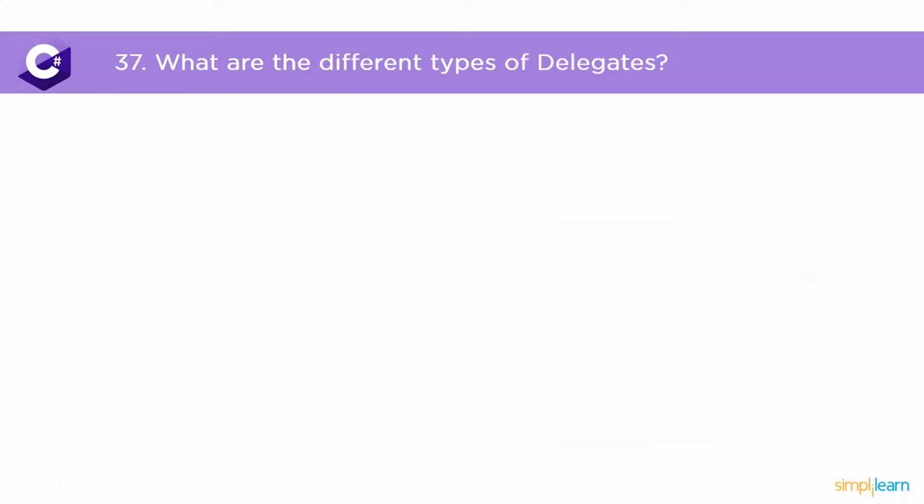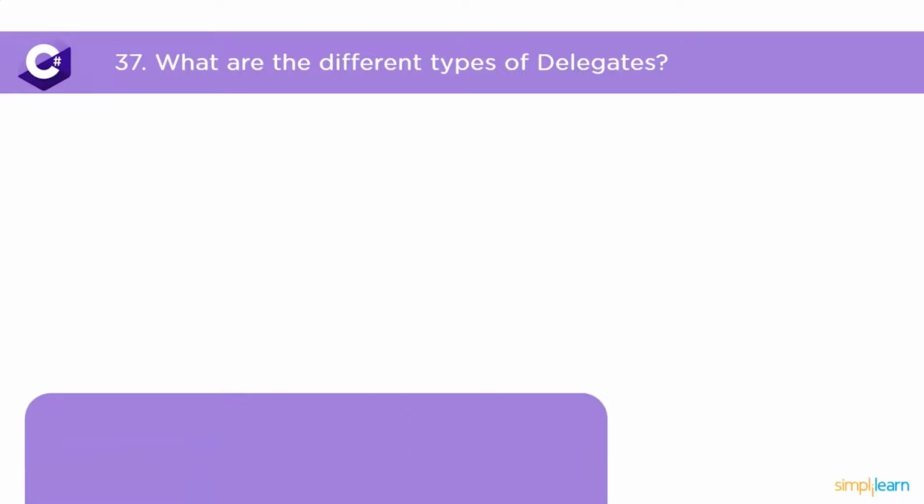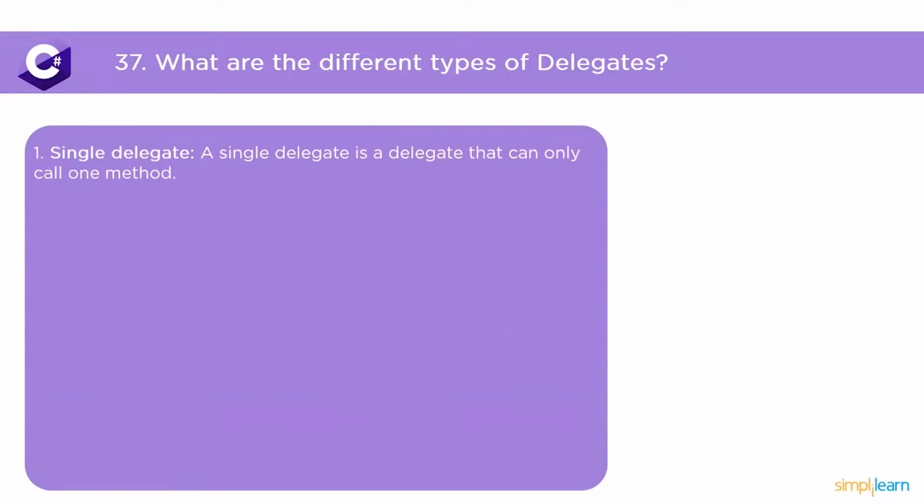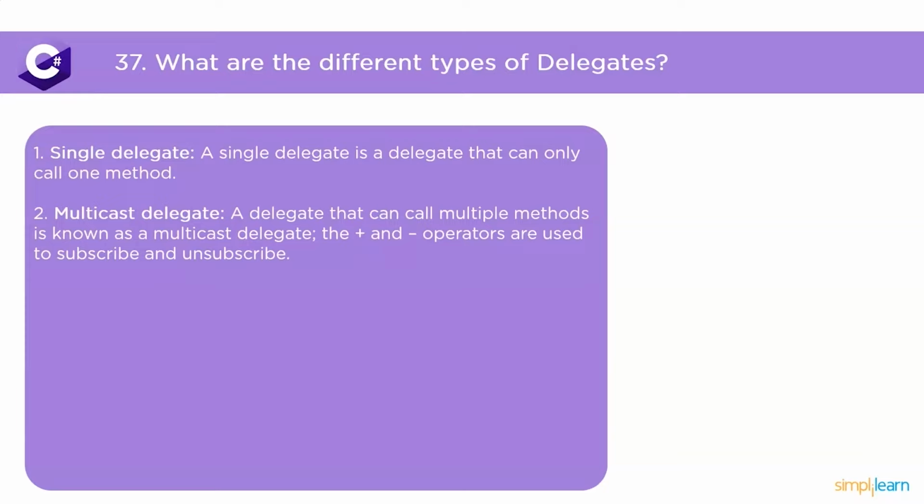Now the next question is, what are the different types of delegates? There are 3 types of delegates. The first one is the single delegate. A single delegate is a delegate that can only call one method. The second type of delegate is the multicast delegate. A delegate that can call multiple methods is known as a multicast delegate. The plus and minus operators are used to subscribe and unsubscribe.